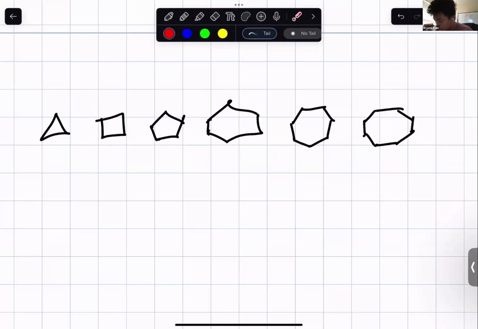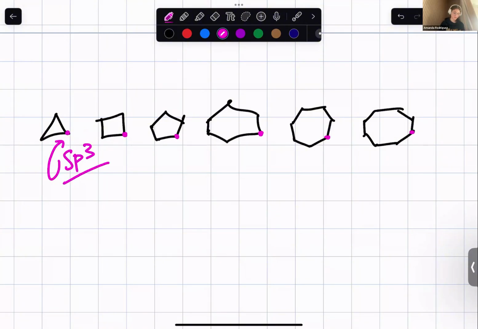Now we know that each of these carbons is sp3 hybridized because they have 4 electron groups. That is not going to do resonance anywhere. Do you remember the geometry and preferred bond angle of sp3 atoms? It's going to be tetrahedral. And what would be the preferred bond angle for tetrahedral sp3 carbons? 109.5.